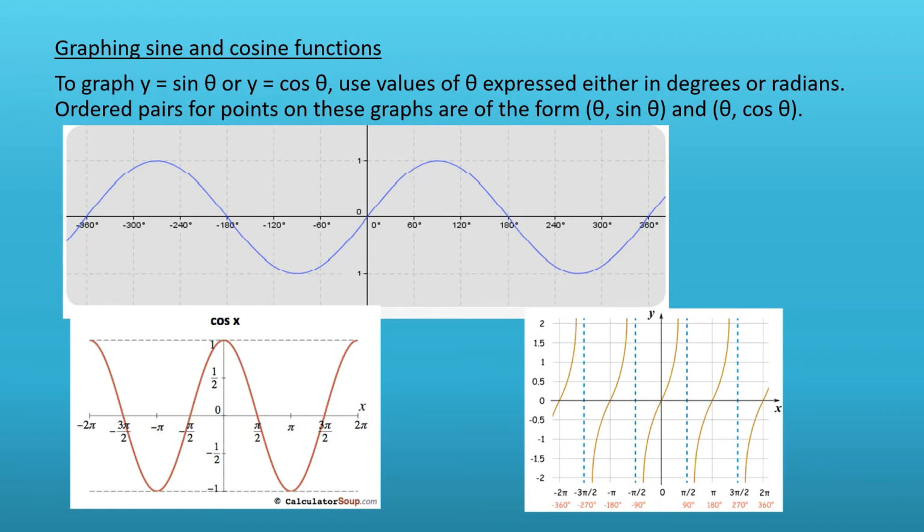So again, your ordered pairs are theta, which represents either degrees or radians, whether you're working with degrees like the sine graph, radians like the cosine graph, or degrees and radians combined like the tangent graph. And then the other measurement, sine of theta, represents your answer in terms of degrees, and cosine theta represents your answer in terms of, in this case, the radian measurements.